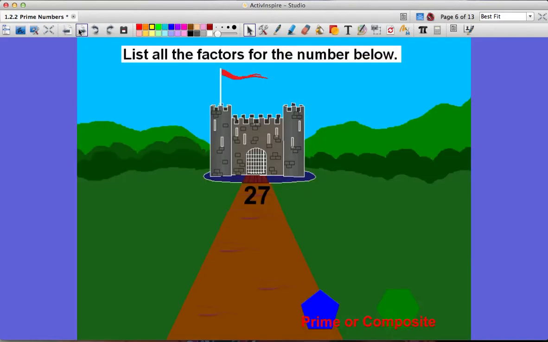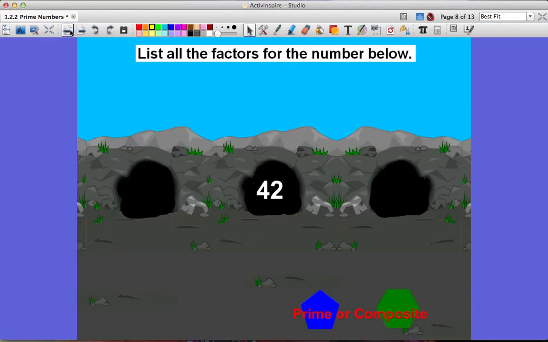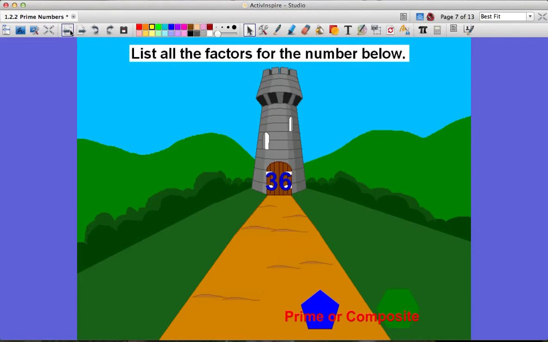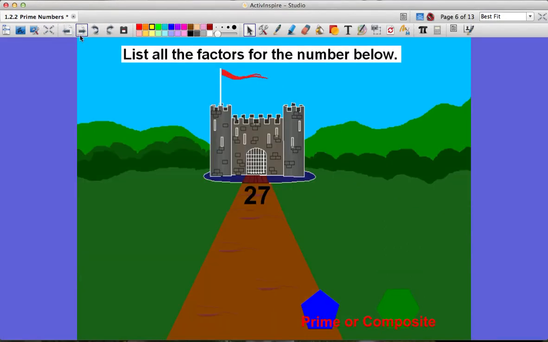Okay, so what I would like you to do, you have 27 and 36 and 42. I would like you to try those problems on your own. When you come back, we'll go over your answers.